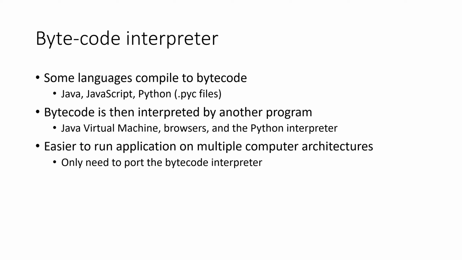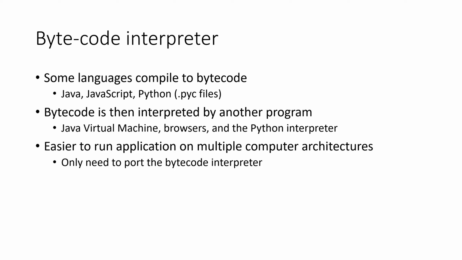Similarly, when a browser loads JavaScript, for example on a web page, it will compile that JavaScript to some intermediate format that the browser runs. And the same thing with Python files. The Python interpreter compiles Python source code into Python bytecode. We can look for the PYC files in the directory, and these PYC files also contain bytecode. And then the bytecode is interpreted by another program. Say the Java virtual machine interprets Java bytecode, browsers interpret JavaScript bytecode, and the Python interpreter interprets Python bytecode.